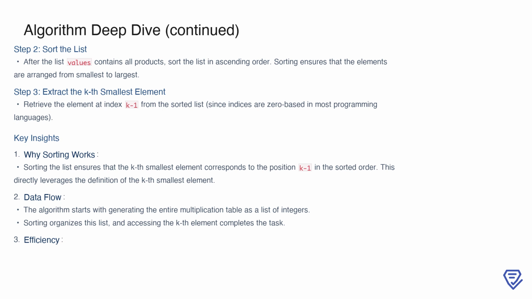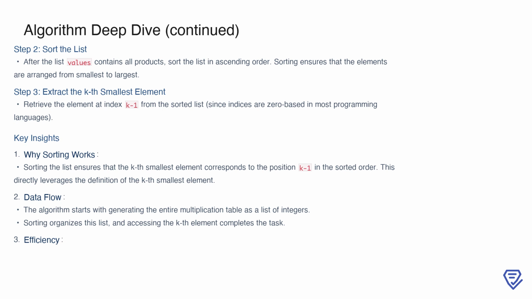Once we have the list of all products, the next step is to sort it in ascending order. Sorting ensures that the elements are arranged from the smallest to the largest, making it easy to retrieve the kth smallest element. After sorting, we can directly access the element at index k-1 in the list, as most programming languages use zero-based indexing. This step completes the process of finding the desired value.